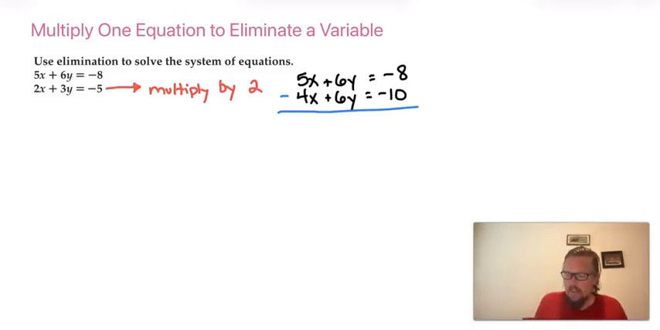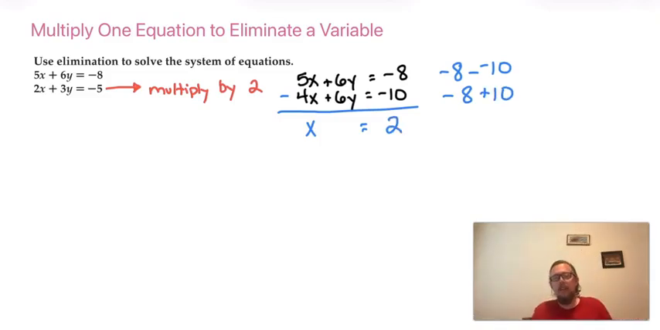So let's do that. 5x minus 4x is 1x. 6y minus 6y is 0. And then be careful here with the negatives. This is -8 minus -10, which of course is the same thing as -8 plus 10. So that's just going to be a +2. And there we go. We've got the value of x.